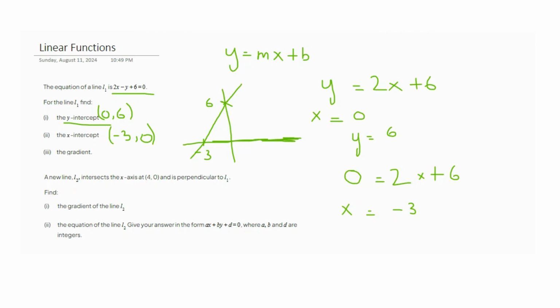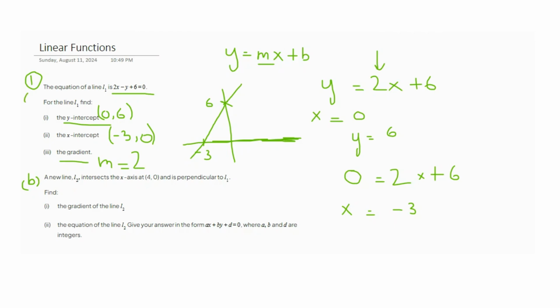The next part is we need to find the gradient. The gradient actually means the m value is the gradient value. So in place of m, you see 2. This means that the gradient is 2. That's all about the first part of the question. Now we can move on to the second part, which is part B.